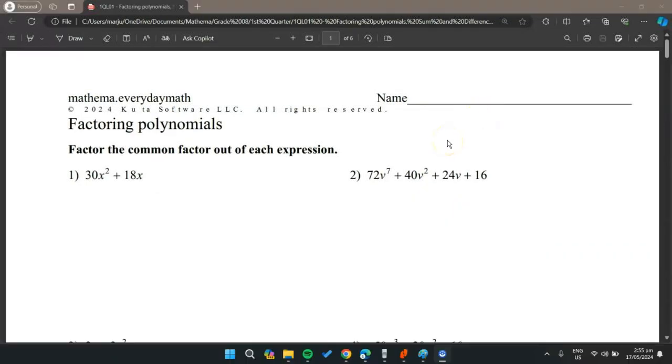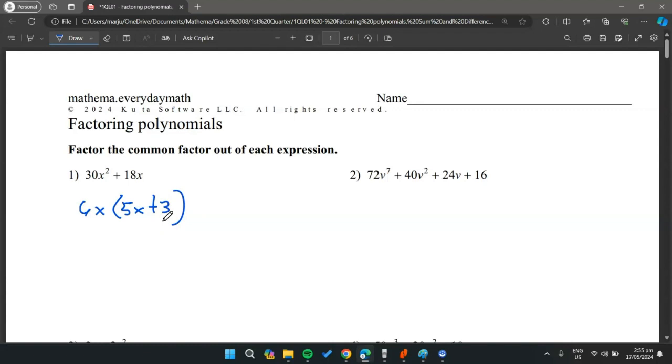So how do we factor these questions? So we have here 30x squared plus 18x. This is very straightforward. All you have to do is to find or look for the common factor. For 30 and 18x, the common factor is 6x. So we are going to factor out 6x. What will remain is just 5x plus 3. So that will be our answer.